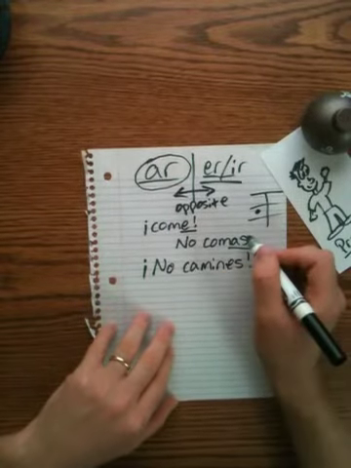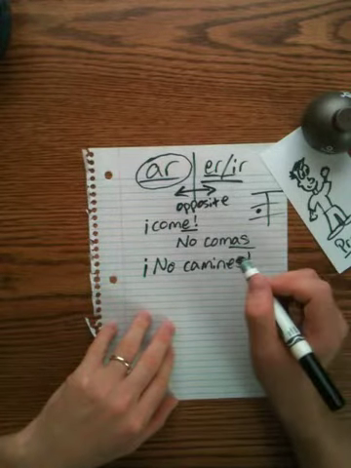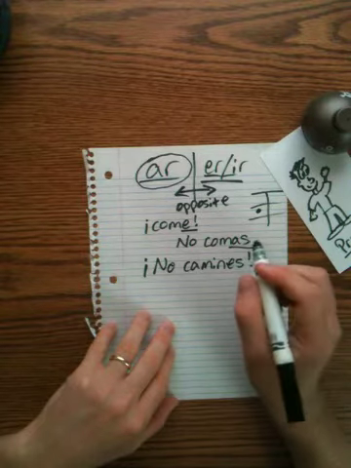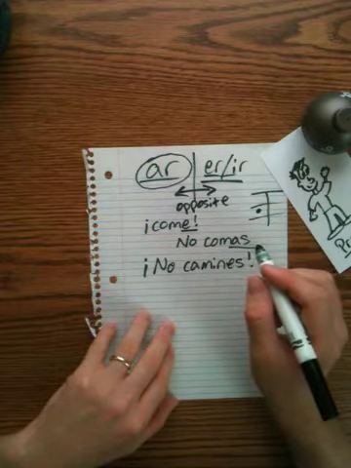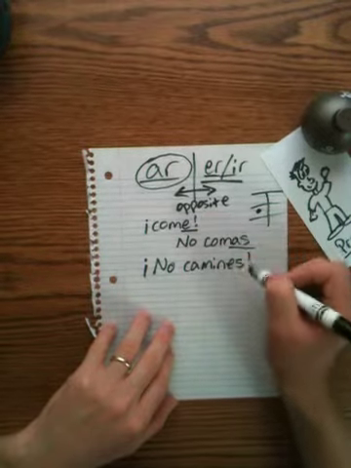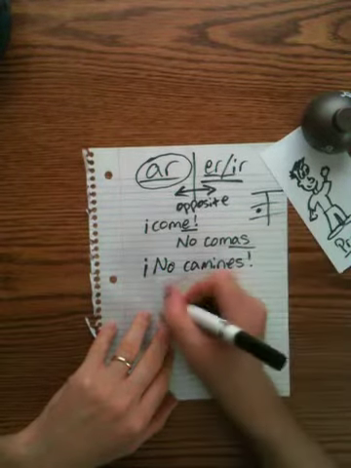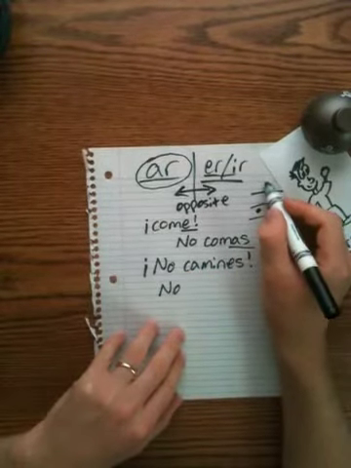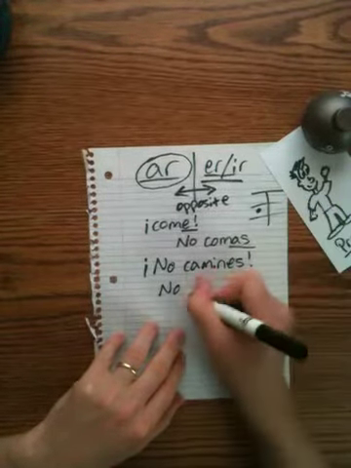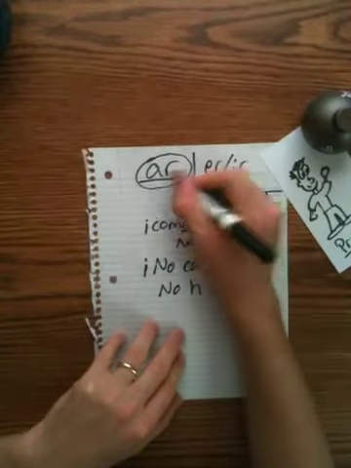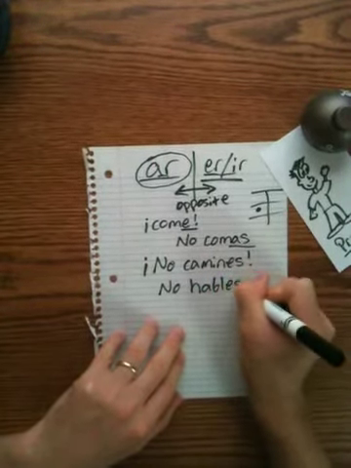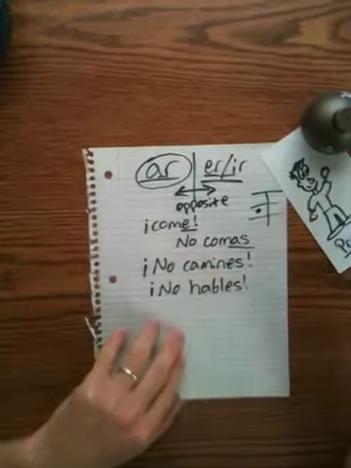So let's try one more. Let's use don't, what's a good one? Don't eat. Oh, we already used that. Don't walk. Let's try don't speak. No hablar. You know that 2nd person singular is hablas. We'll say the opposite ending. It's an AR verb. You go to the opposite. No hables, which means don't speak.